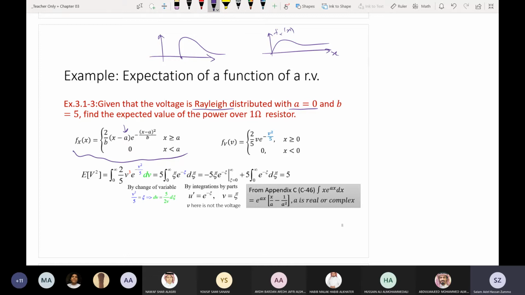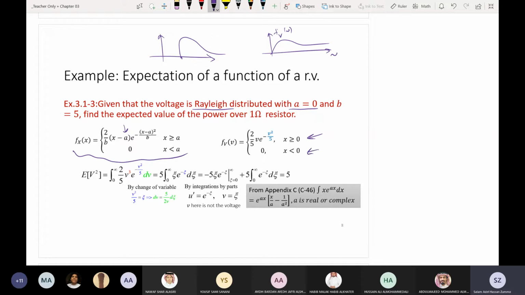Basically here we have the voltage. We call it v, so let's remove the x and call it F of v. So b equals 5, which gives you this PDF: 2 over 5 v e to the power minus v squared over 5, and it's 0 before 0.